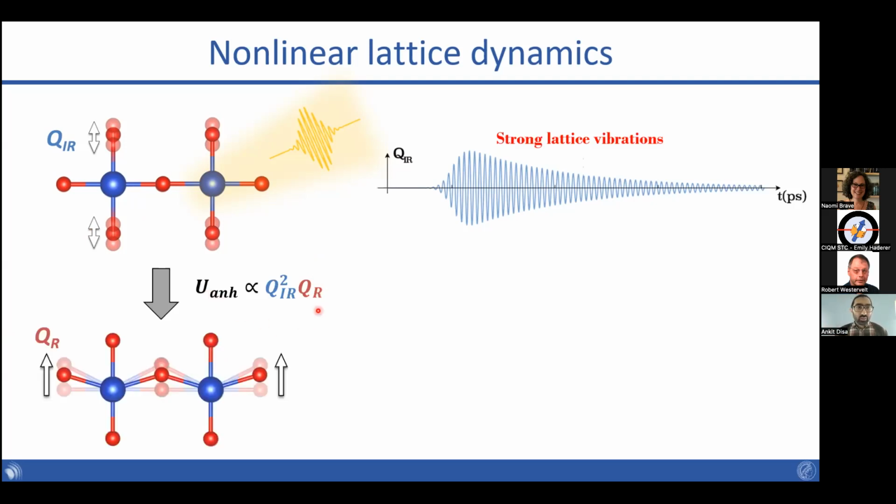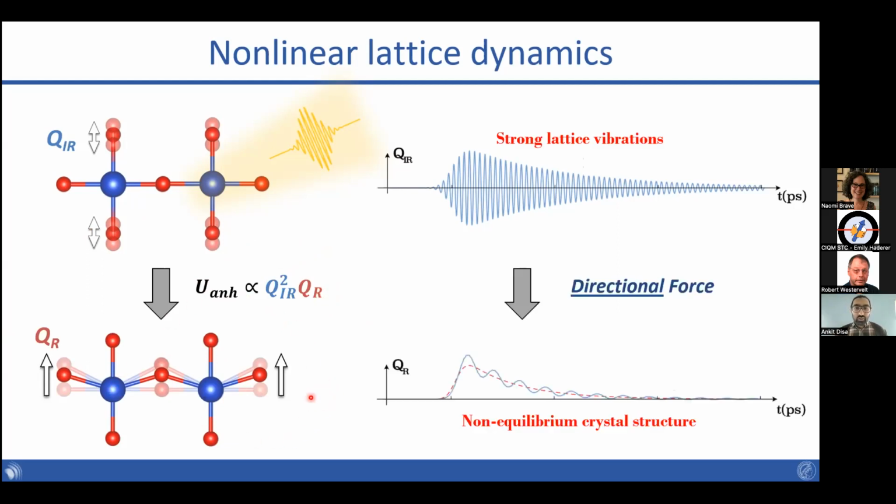And in fact, what this particular interaction does, which is really one of the lowest order interactions you can have, is that it provides a force that pushes on this Raman mode from the IR mode. And because this is quadratic, this pushes in one direction. And what this does is that it means that in addition to driving a vibrating component, the crystal will have experienced a rectified average change to the structure, okay, as you can see here, that creates in this transient regime a non-equilibrium crystal structure, something that doesn't exist in equilibrium.